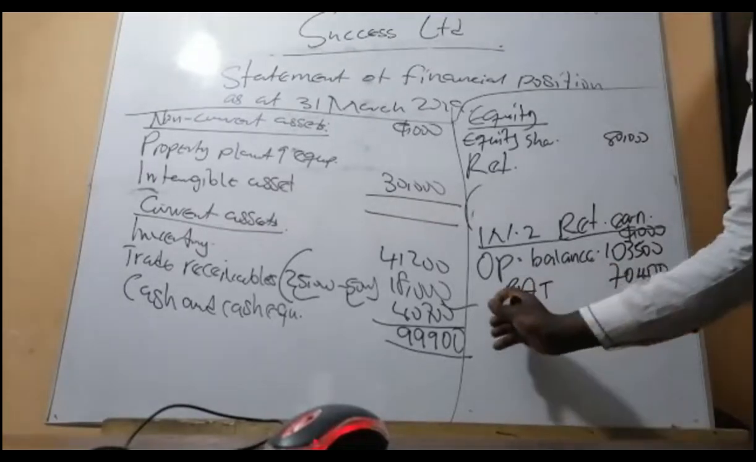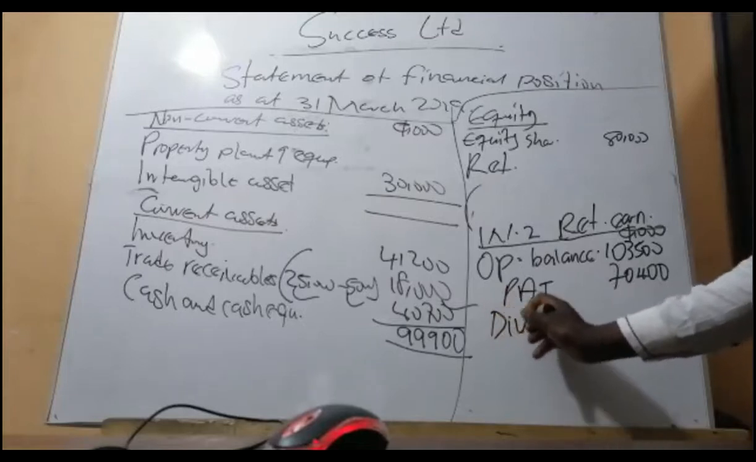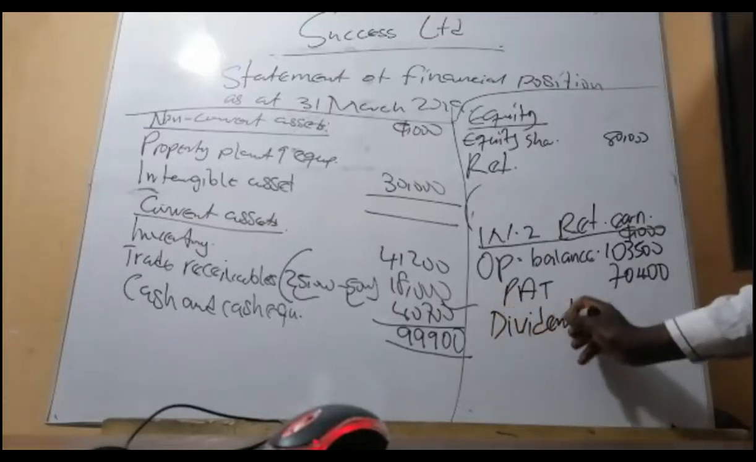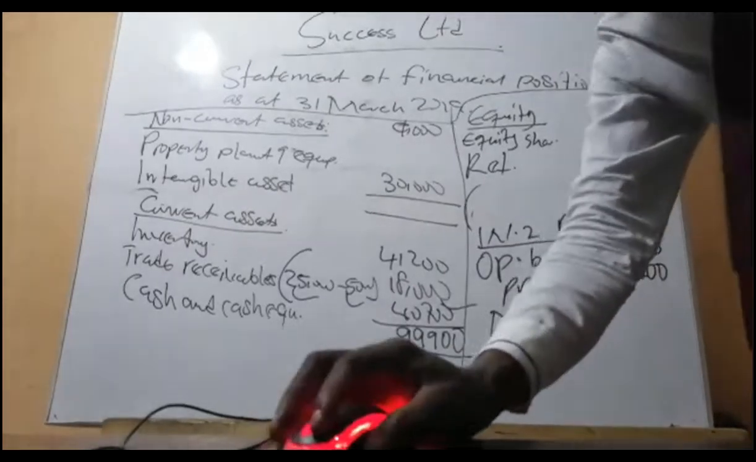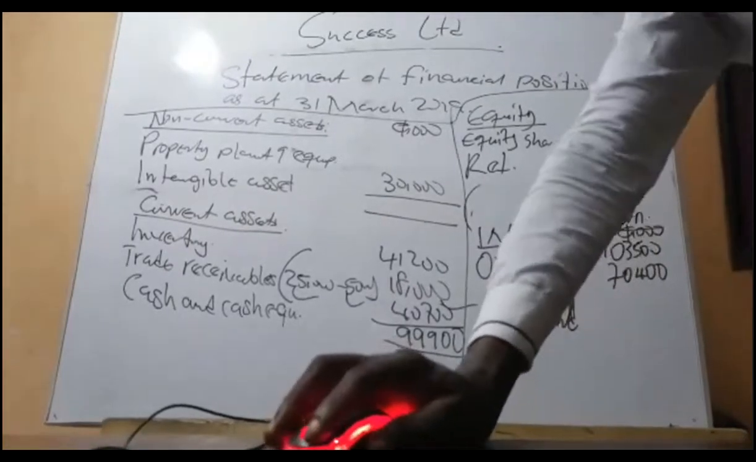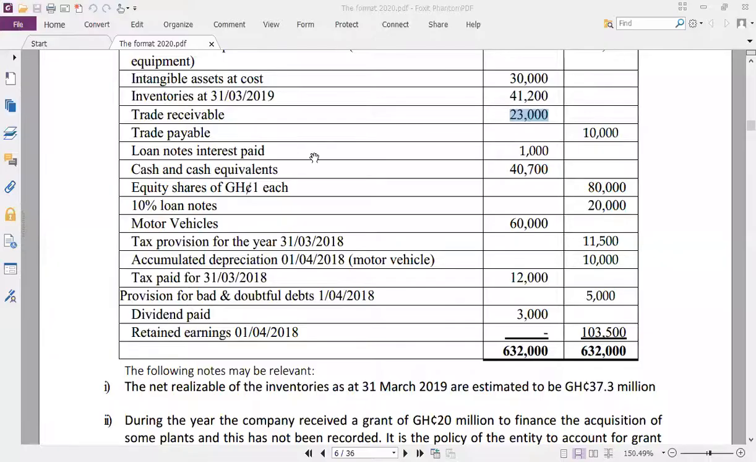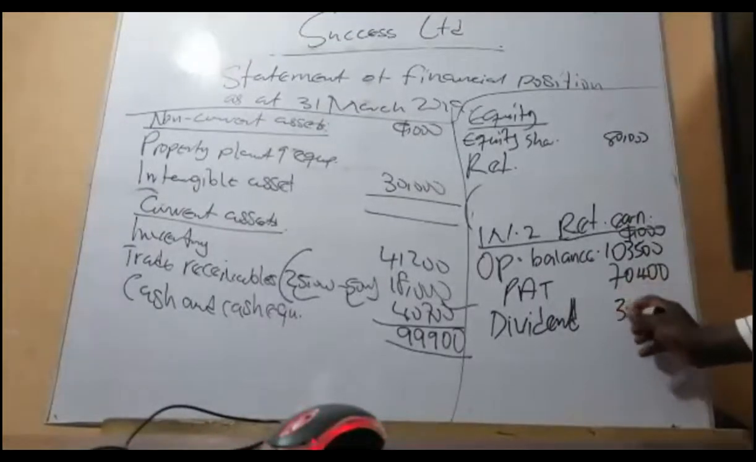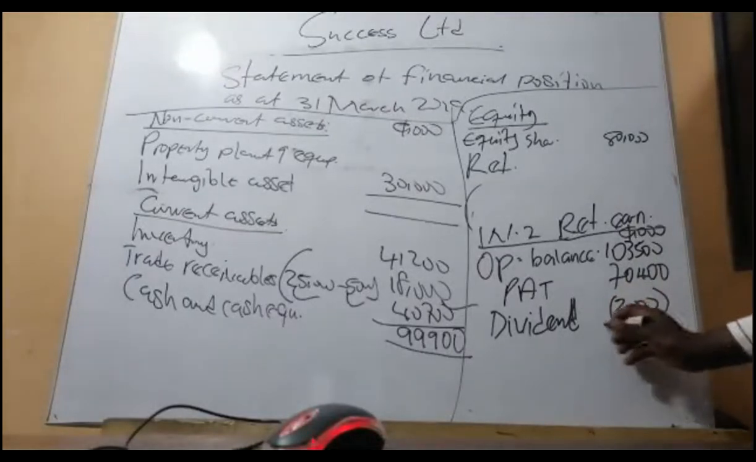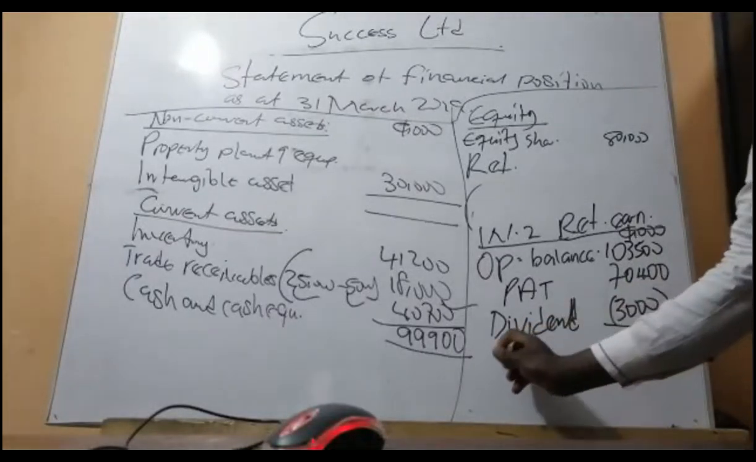Then the dividend. Do you have dividend? Dividend from the trial balance. Let's go to the trial balance and see if the dividend is there. There's a dividend of 3,000, right? Dividend, last but one, 3,000. Oh, that's good news. So 3,000, put it in brackets. This becomes the closing balance.